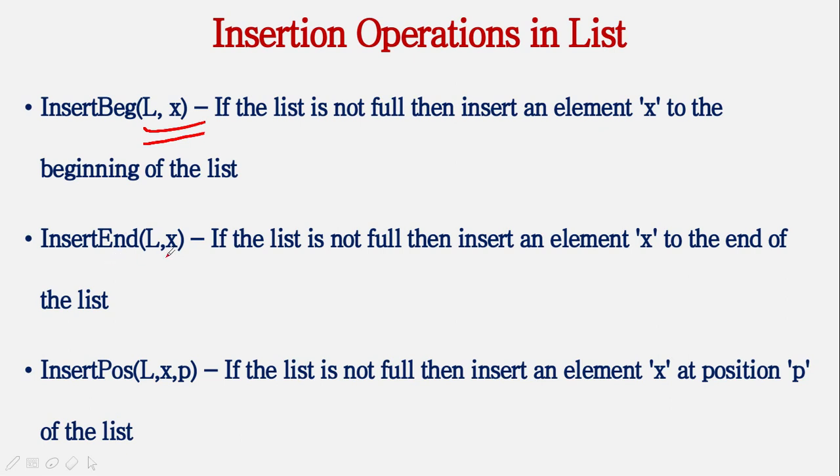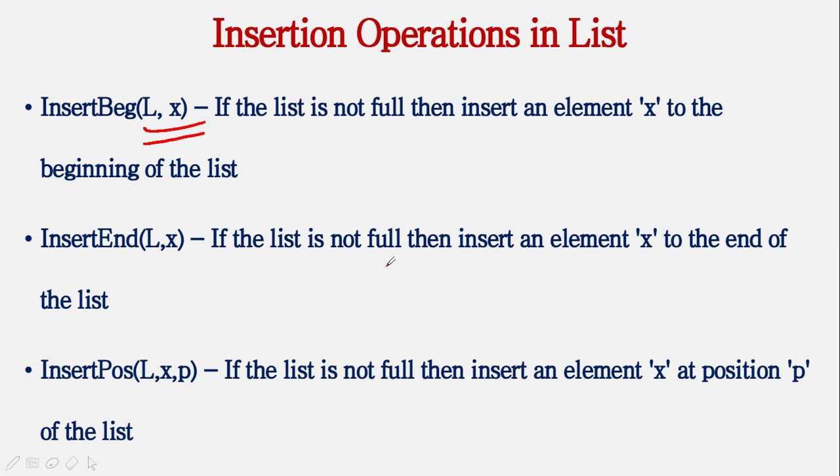And next is insert end operation. So when I want to insert an element to the end of the list, I should know the list to which I have to insert and the element which should be inserted. And this is the explanation. If the list is not full, then you are going to insert. Always during insertion operations, we have to check whether there is a space to insert into the list. If there is a space, then only we are going to insert, otherwise we are not going to insert.